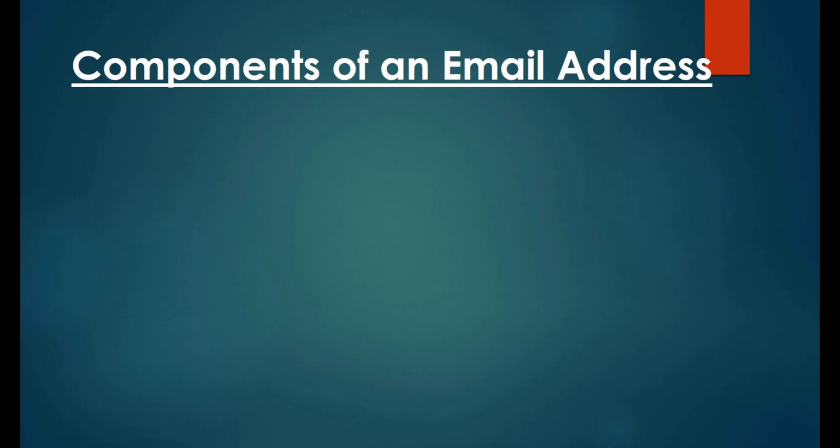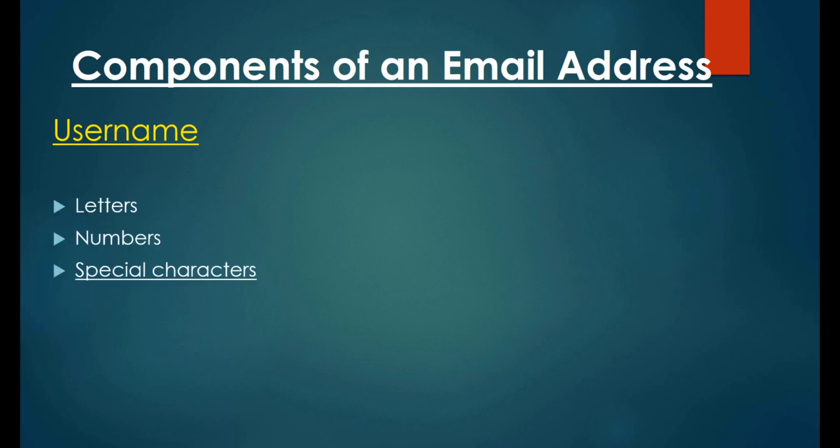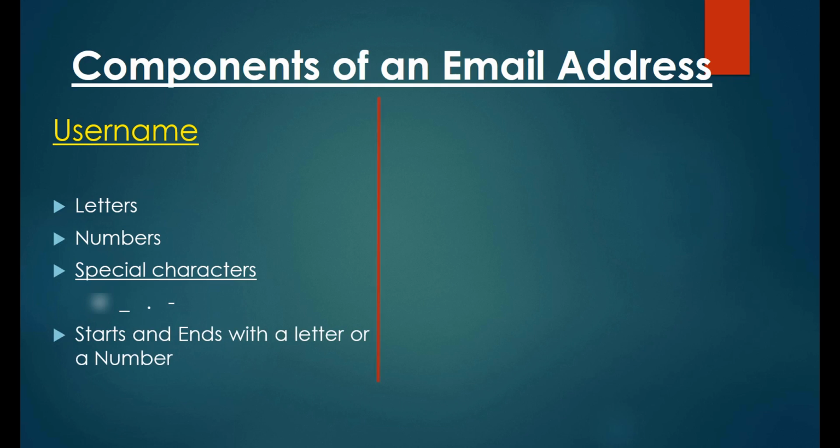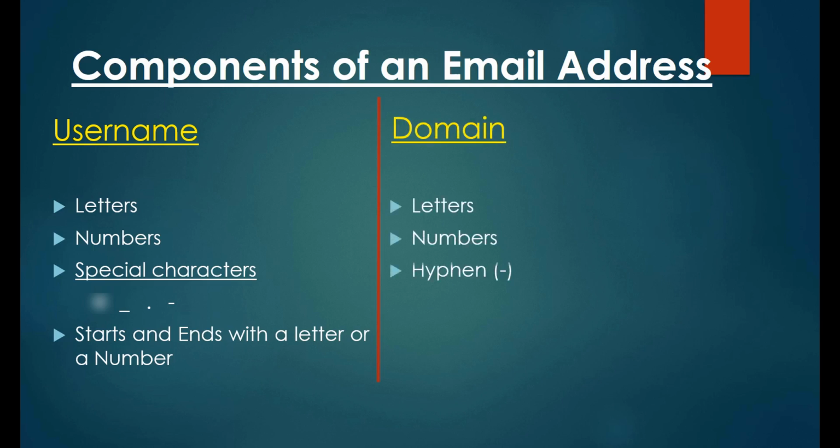Okay, now let's look at each part or each component of an email address and see what it's comprised of. The username of an email address can contain letters, numbers, some special characters like hyphen, underscore, period, and the username starts and ends with a letter or a number. That is, the first and the last character of a username can only be a letter or a number. Then we have the domain, which can contain letters, numbers, and hyphen. And then we have the extension, which can contain only letters.